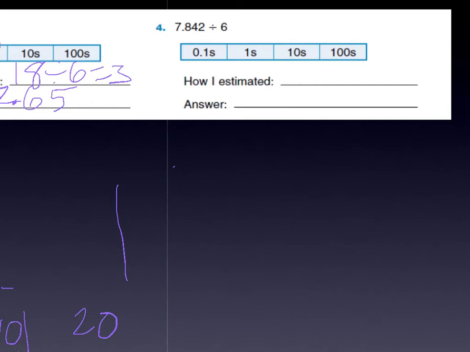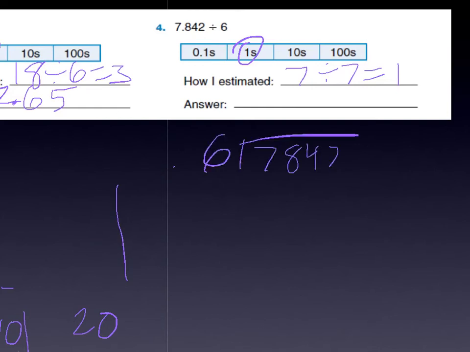Let's make an estimate. Crazy as it sounds, let's make an estimate. Let's do 7 divided by 7 equals 1 in the ones place. Long division. 6 goes into 7 one time. 1 times 6 is 6. Subtract, I get 1. Bring down the 8.